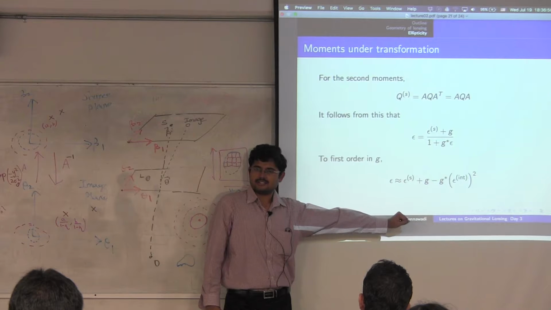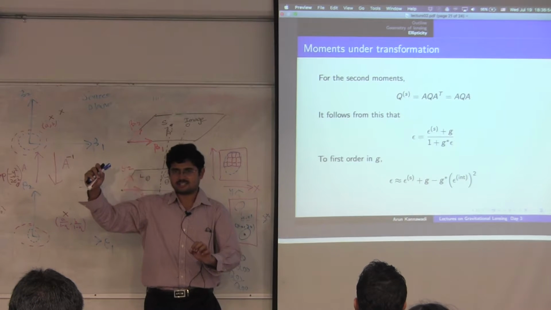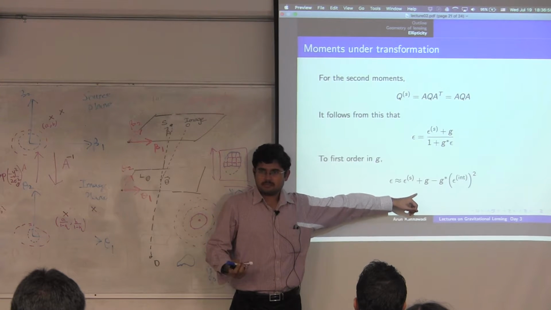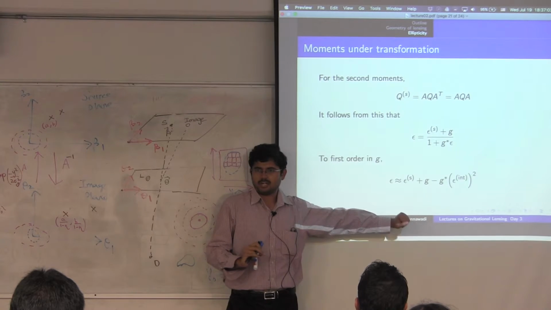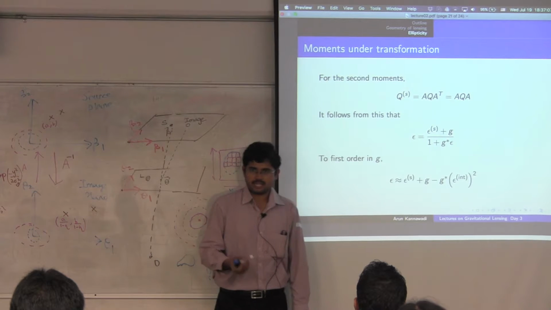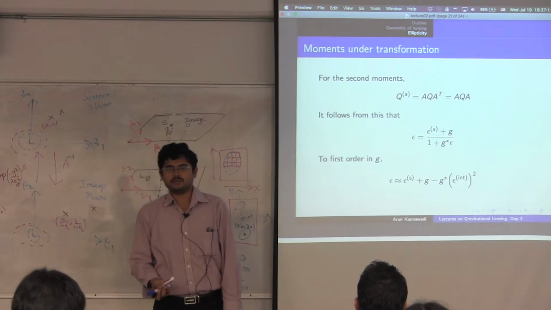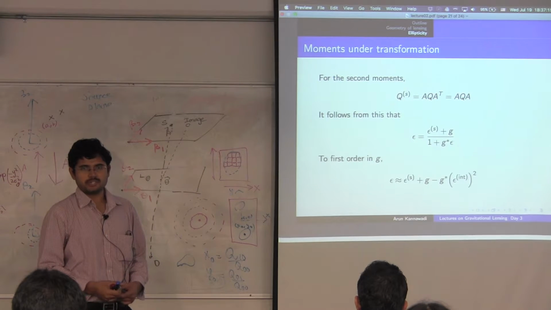Did I understand your point correctly? So you're looking at a different galaxy at a different distance. Yes. Okay, let's assume G remains the same, so G does not have position dependence. Let's assume that for now. But epsilon s, the shape of a different galaxy, is different. What do we do with that? You are in the right direction, but what should we do with that?